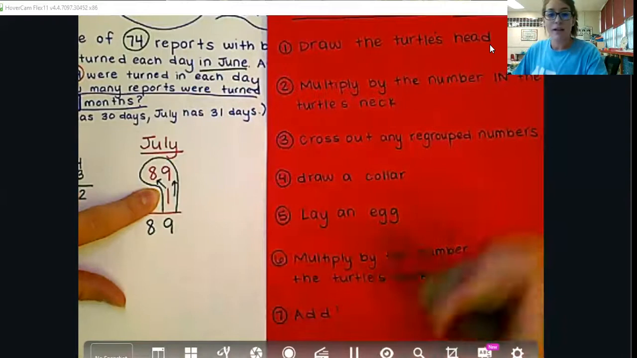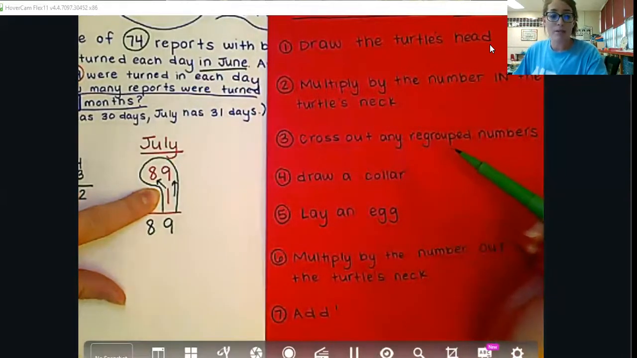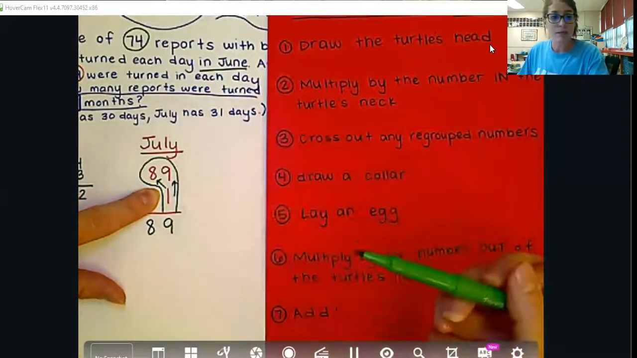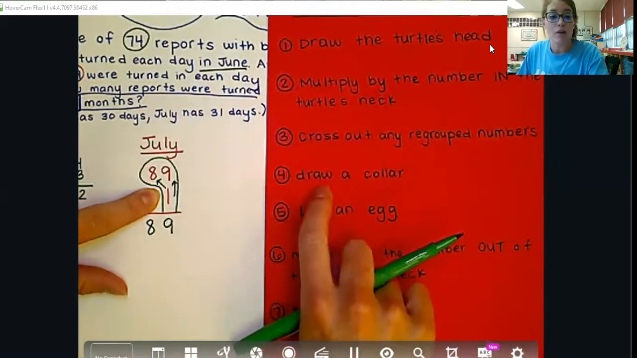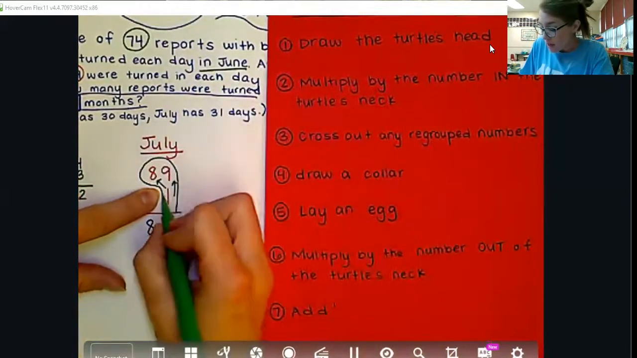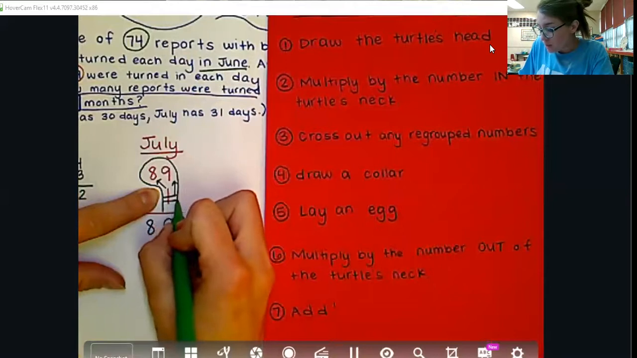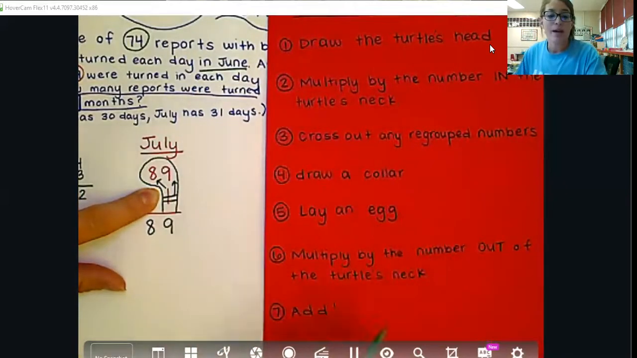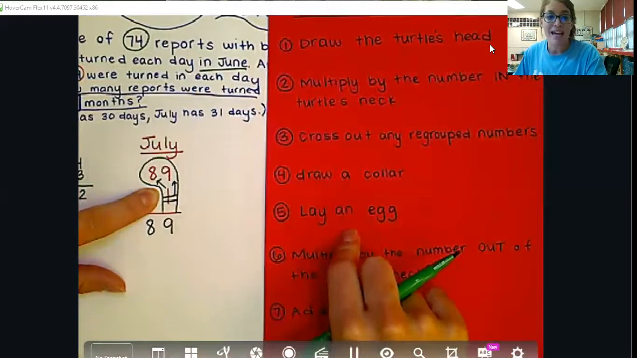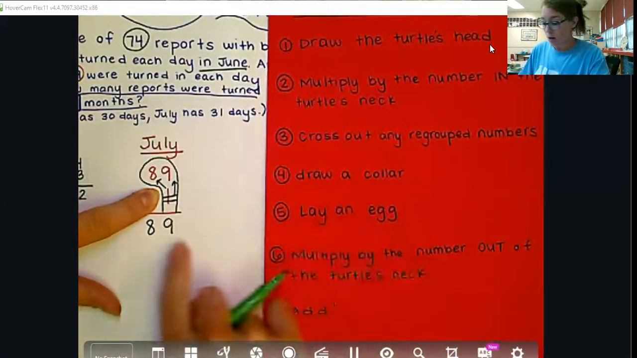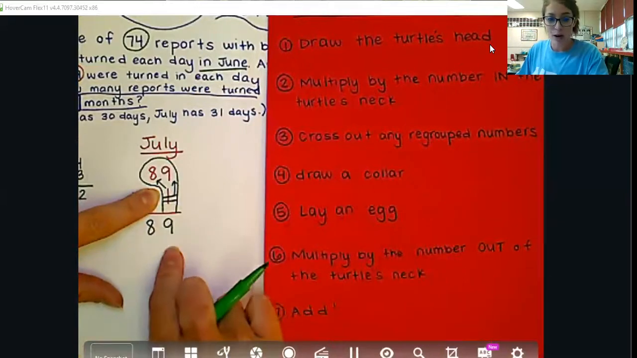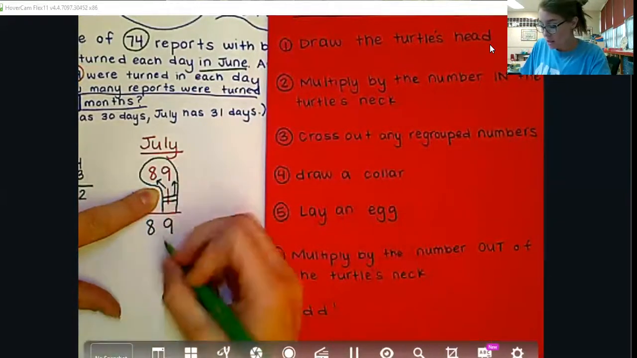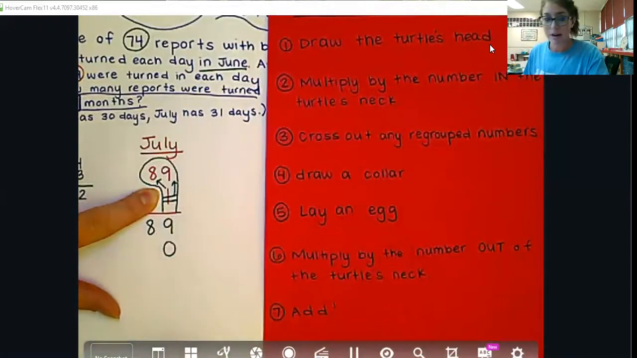All righty. Then I cross out any regroup numbers. Did I have any regroup numbers? Nope, so I can move on. Then I'm going to have to draw a collar. Where do I draw that collar, boys and girls? Very good. Right here over this 1, because I'm done with that number now. And then I lay an egg. That egg goes where? Under the 8 or under the 9? Very good. It goes right here under that 9. It comes straight down from the ones place. I'll lay that egg right there.